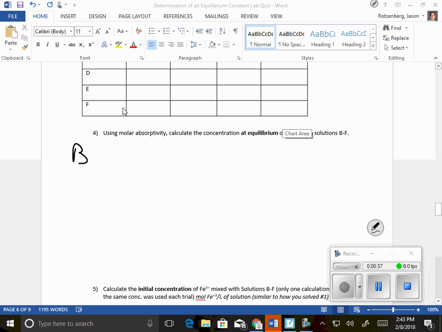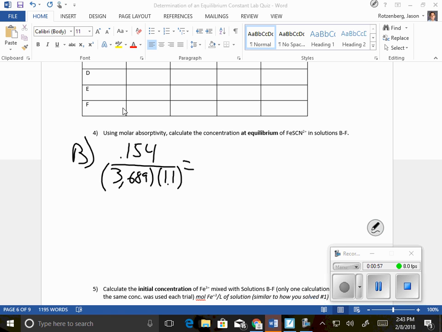So for example, my test tube B had an absorbance of 0.145 divided by my lowercase a, my molar absorptivity, which was 3,689, times the path length of 1.1. So this gets me 3.8 times 10 to the negative fifth molar. Again, what I was doing was taking that equation of A equals ABC, but this time I was solving for C. So that is the first step that you have to do in this math.